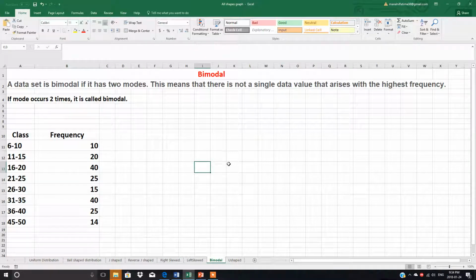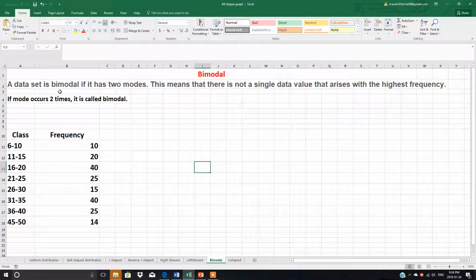In this lesson, I will explain to you bimodal and U-shaped distribution. I will give you a brief introduction of bimodal and U-shape. In the next lesson, we will discuss all the shapes, bimodal, U-shape, left skewed, right skewed, etc. in detail. So here I am going to explain first bimodal.